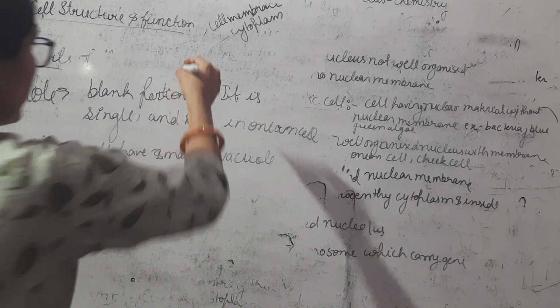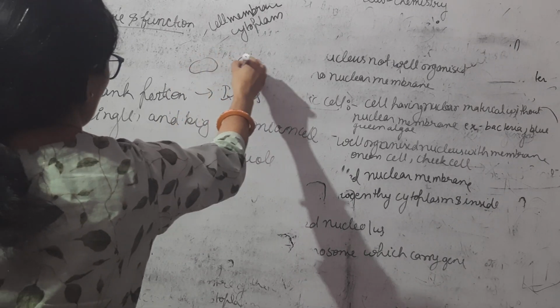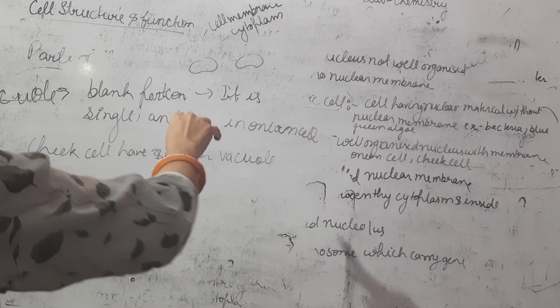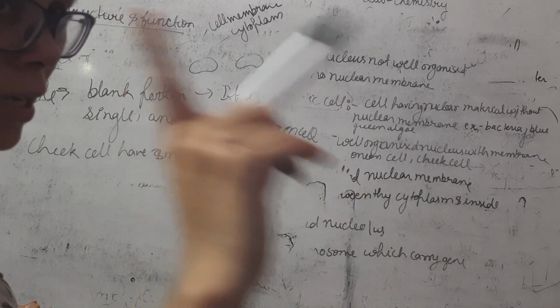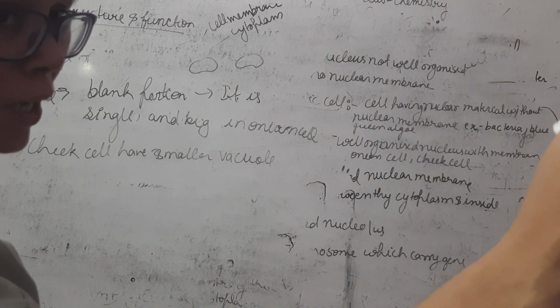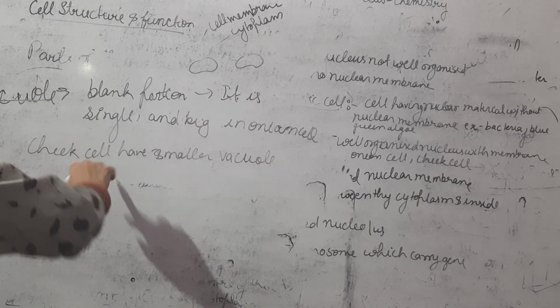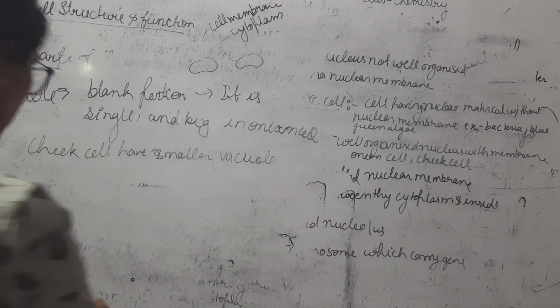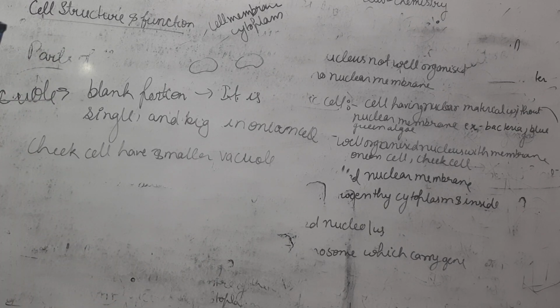Some hole-like structures are present in the cells. These are known as vacuoles. In an onion cell, a single vacuole is present and it is very big in size. In a human cheek cell, a smaller vacuole is present. Vacuoles in animal cells are much smaller as compared to plant cells.